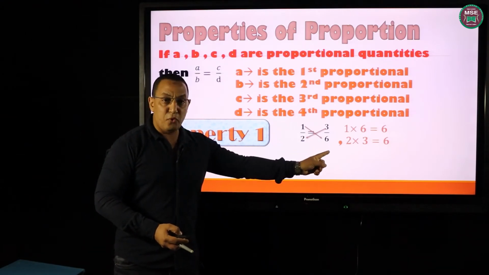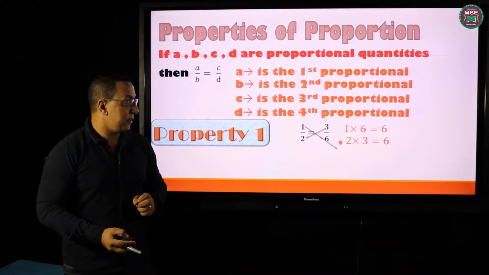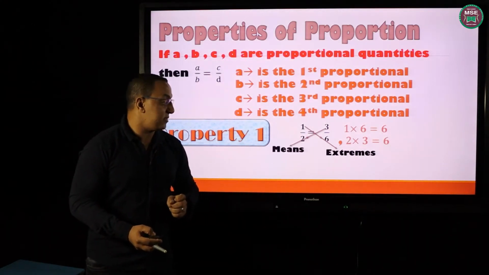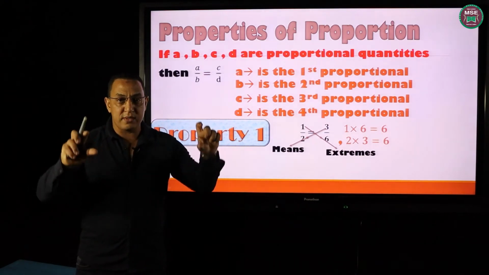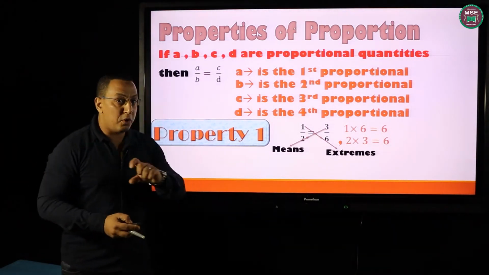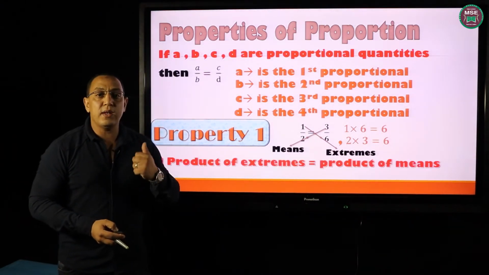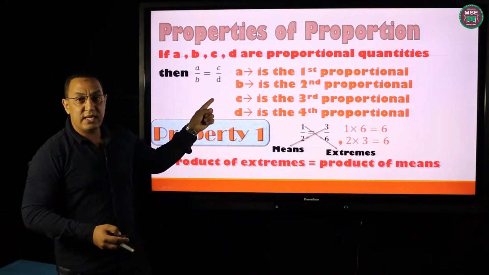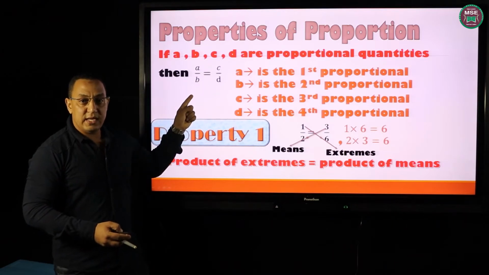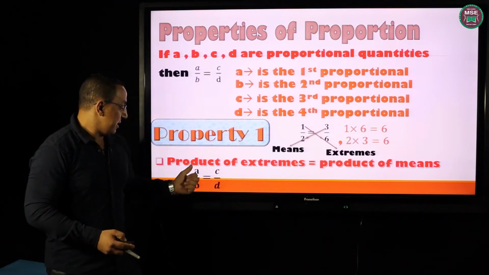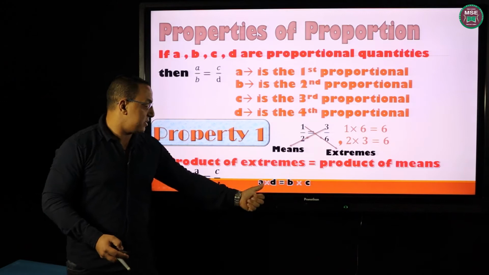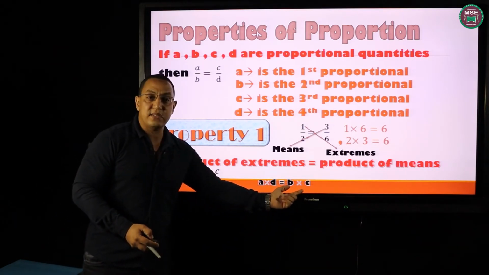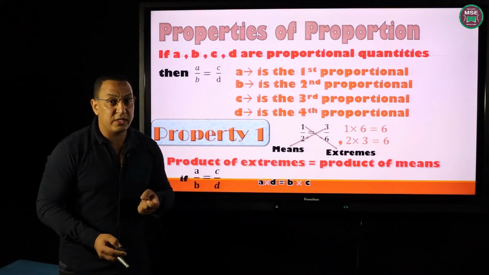The first and the fourth are called the extremes, and the second and the third are called means. So we can form the property like this. The product of the extremes equals the product of means. In that case, A, B, C, D, A times D equals C times B, like this. So A times D equals B times C. This is the extremes and this is the means, and this is a very important property.